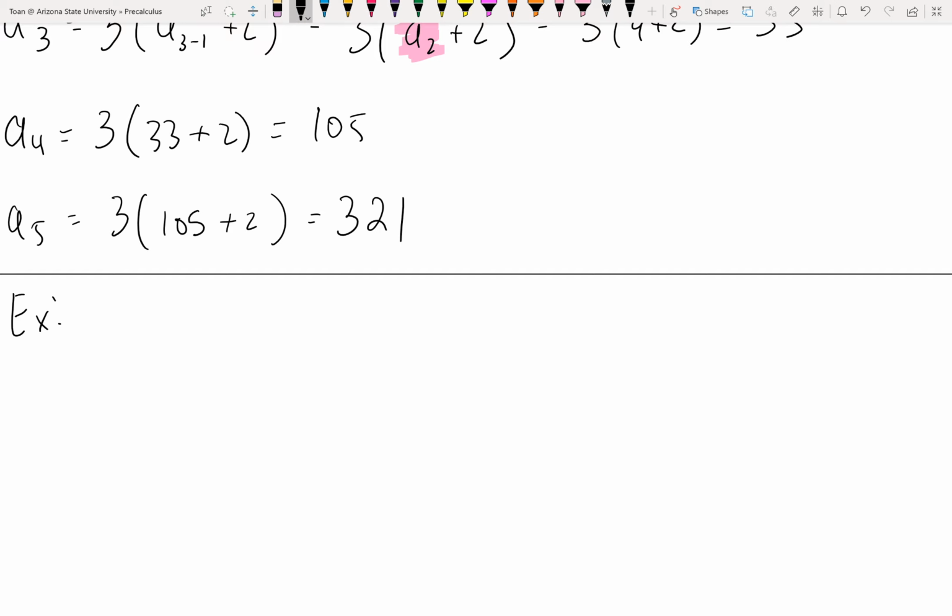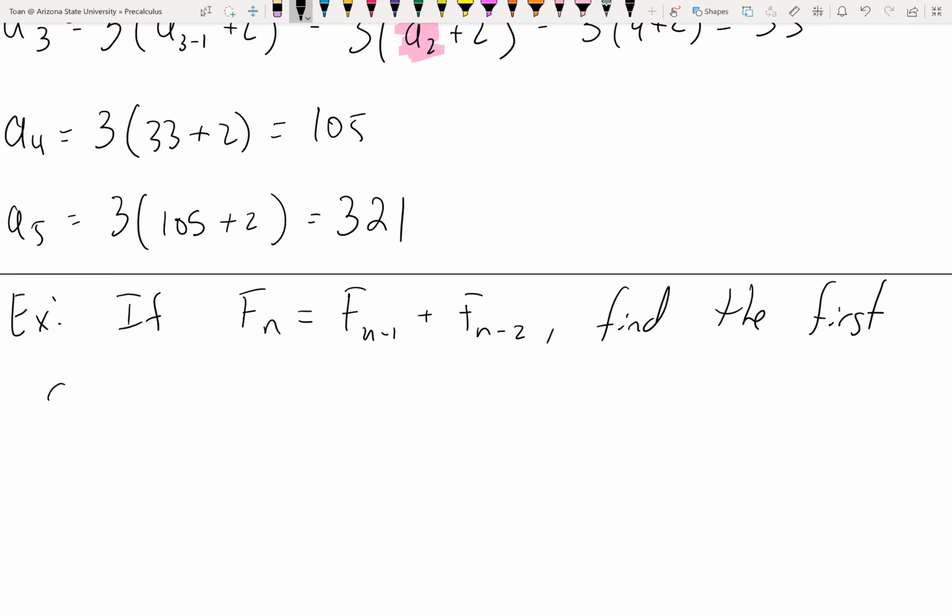For example, if f sub n equals f sub n minus 1 plus f sub n minus 2, find the first 5 terms. See how in this recursive sequence, it's using 2 previous numbers, right? So f sub n minus 1 means the previous number. F sub n minus 2 means the previous second number.